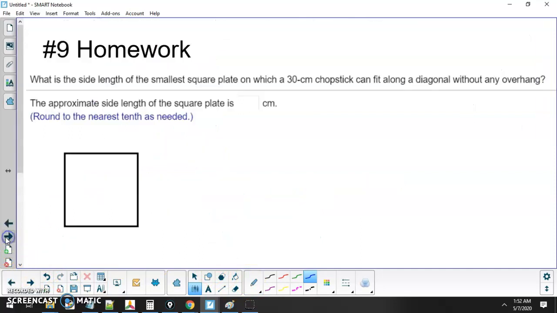All right, let's look at this next one here. It has to deal with a chopstick. What is the side length of the smallest square plate? We have a 30 centimeter chopstick. Okay, so let me draw out my chopstick on here. It's 30 centimeters.